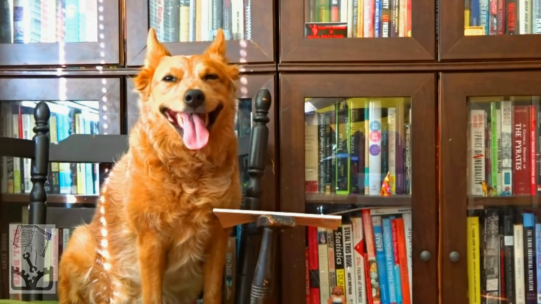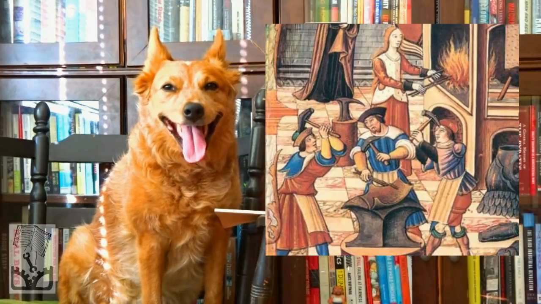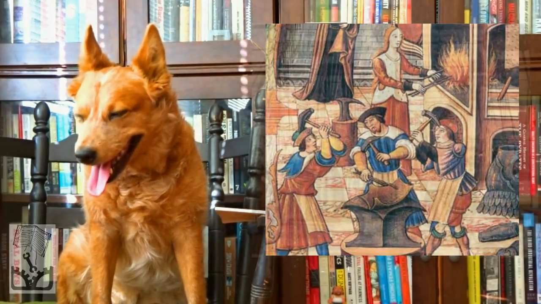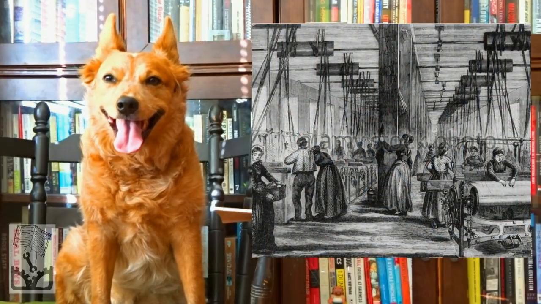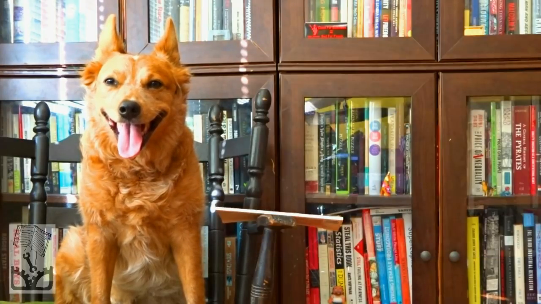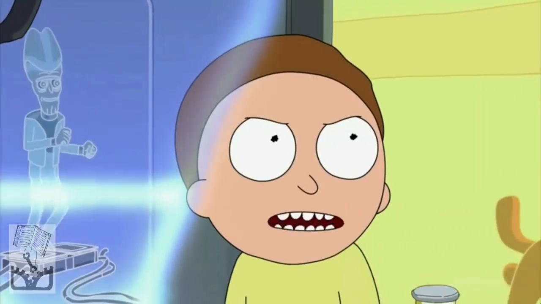Engels then explains the creation of capitalist appropriation and socialized production, namely that individuals used to own the means of production and owned what they produced, but as the means of production became concentrated in the hands of capitalists, the production became socialized and the product became appropriated by the capitalist. Or as Engels states, "The products, now produced socially, were not appropriated by those who had actually set in motion the means of production and actually produced the commodities, but by the capitalists." That just sounds like slavery with extra steps!